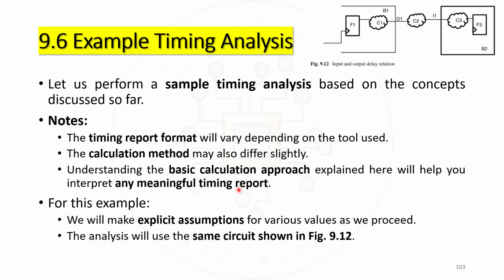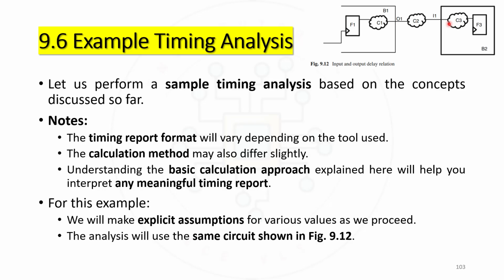Generally when you type report timing, you will get a timing report followed by the timing paths that you are choosing. It can be either from input to register, register to register, register to output, or else from input to output. Here we will see a broader picture of how the timing report and timing calculations will happen with respect to this particular example. For this example, we will make explicit assumptions for various values as we proceed. The analysis will use the same circuit shown in figure 9.12.